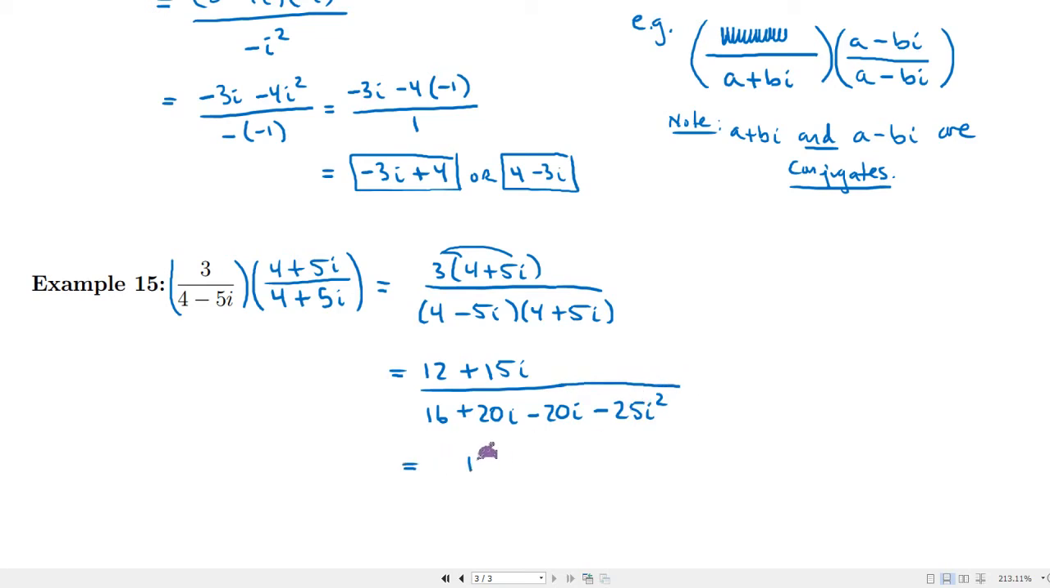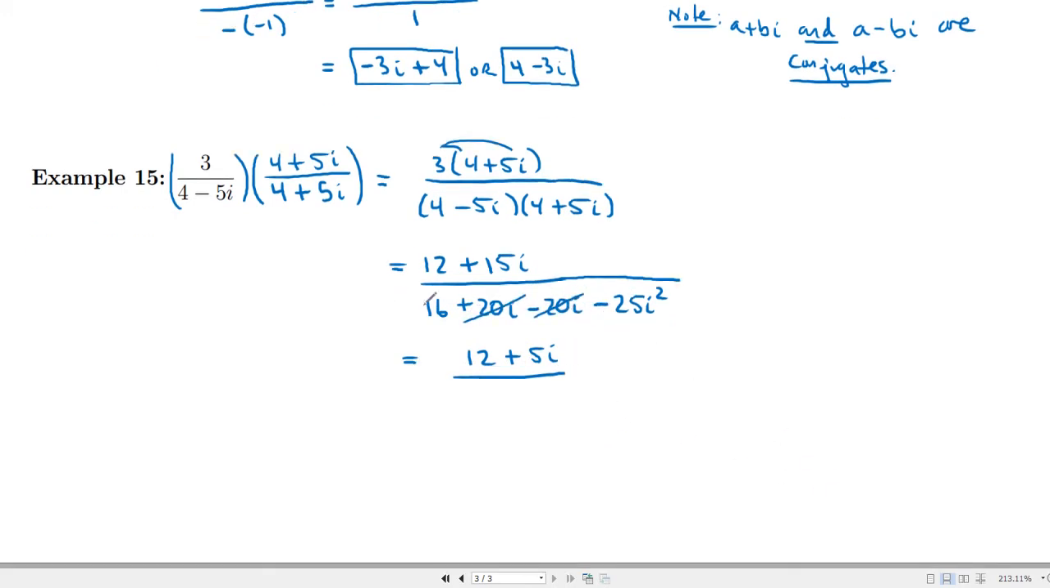And so this is 12 plus 15i. These two middle terms are just negative, so they are gone, like we said. And then 16 is still there. But then what is this? This is negative 25, and i squared is negative 1. So this becomes 12 plus 15i over 16 plus 25. So that would be 41 in the bottom.